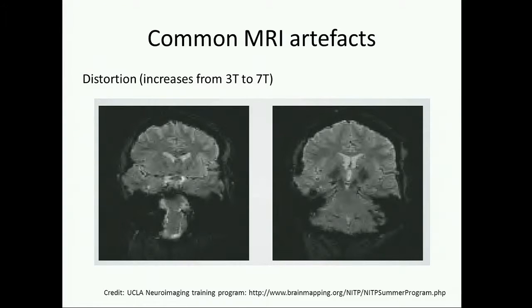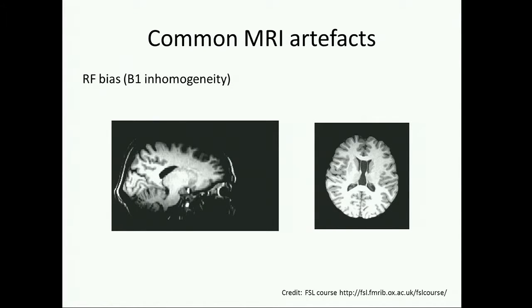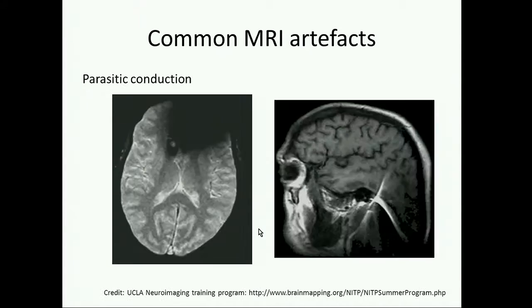Then probably all of you have experienced some form of distortion. It gets much worse with higher field strength. Again, that's something that can be corrected for, but it's good to know if you have it or not and to think about it ahead of time. And it can differ depending on the phase encode direction. We can use that to correct for it. RF bias or B1 inhomogeneity, also correctable for, but another possible artifact.